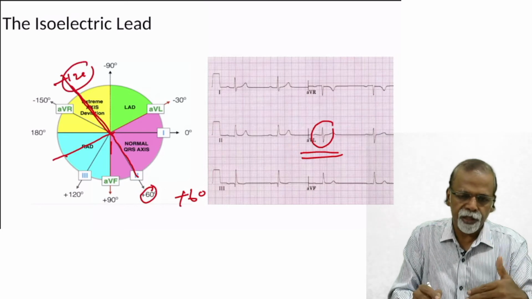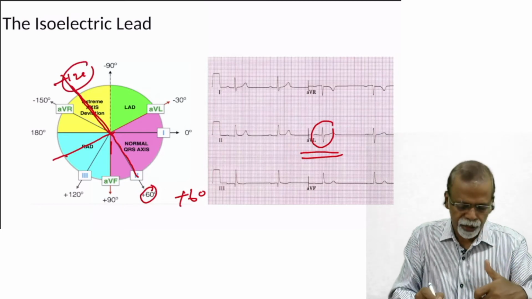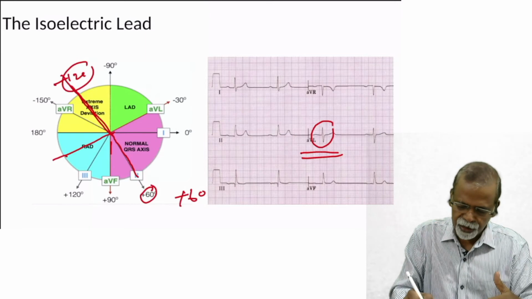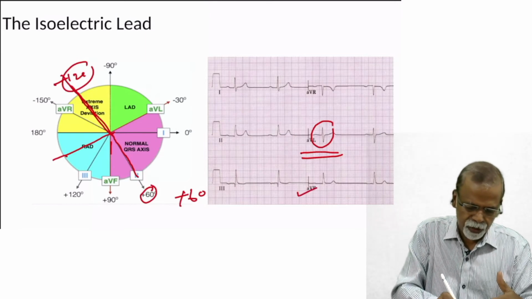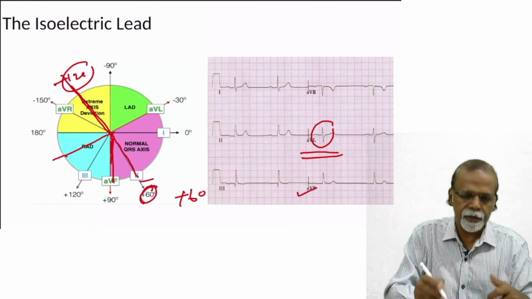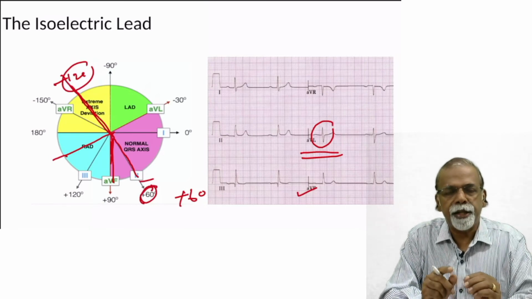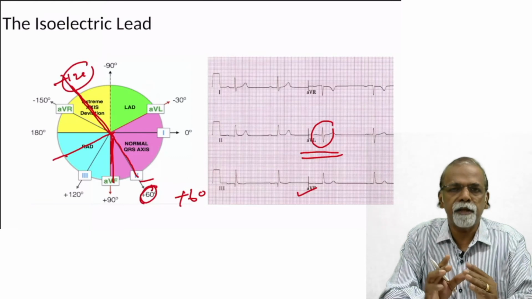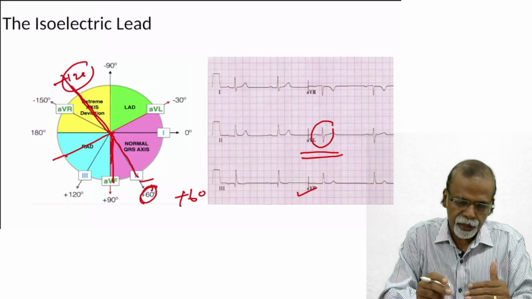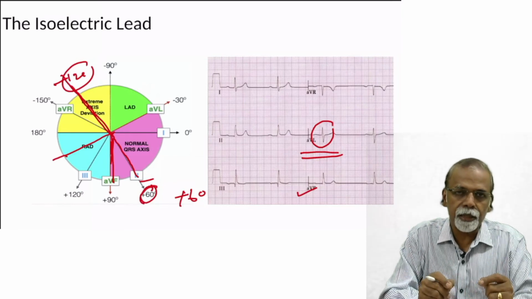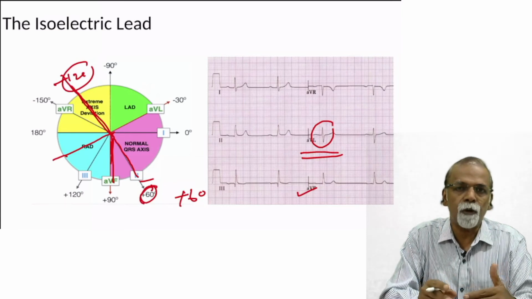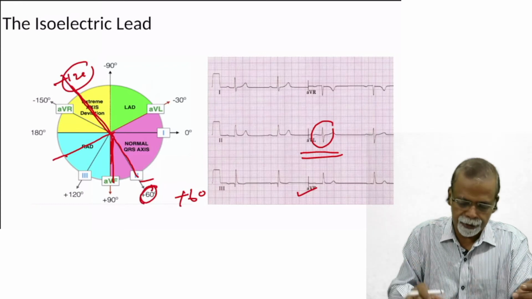In order to identify whether it is 60 or 120, you look at the AVF. Here you can see the AVF is positive, so the current is going in this direction, towards this pole. So the exact axis is plus 60. That is the advantage of identifying the equiphasic lead and identifying the axis. We can know the degree. There are other ways to exactly calculate or measure the axis. That is beyond the scope of this lecture, and we will not be discussing that.